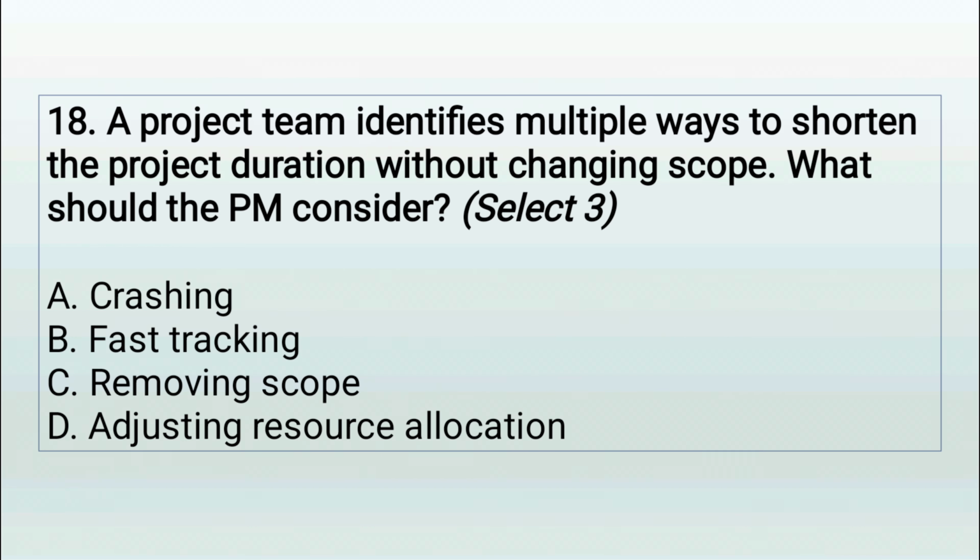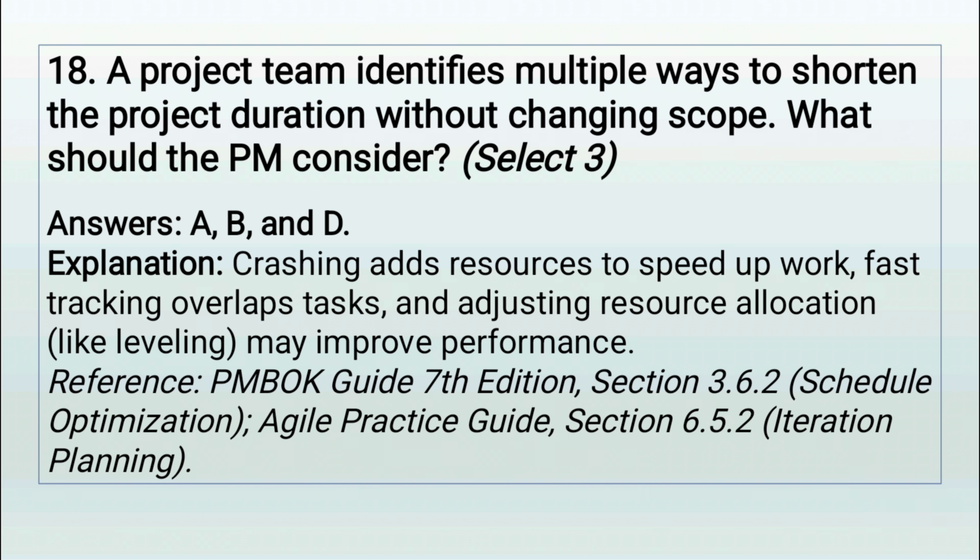Question 18. Schedule compression. A project team identifies multiple ways to shorten the project without changing scope. What should the PM consider? Select 3. A. Crashing. B. Fast tracking. C. Removing scope. D. Adjusting resource allocation. Correct answers: A, B, and D.